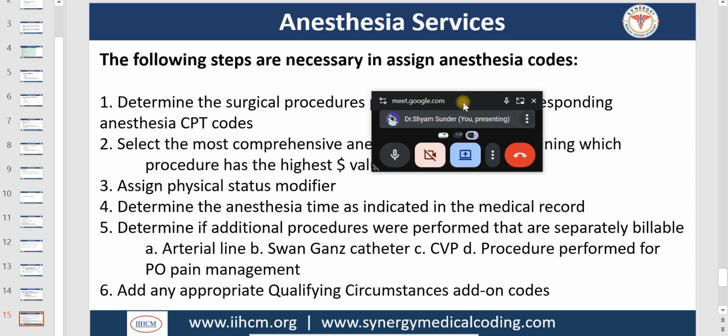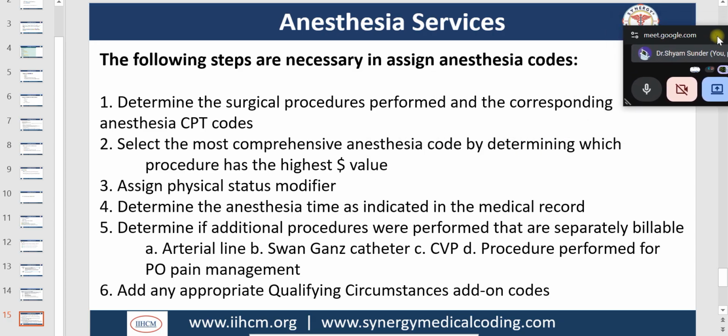Now, let us summarize these steps. The first step is to determine the surgical procedures performed and the corresponding anesthesia CPT code. When you read the operative report, the first step is you should know the surgery name. Otherwise, it is difficult. You cannot go to the anesthesia code without knowing the surgery name. So you have to identify the surgery name, and then you have to identify the anesthesia code.